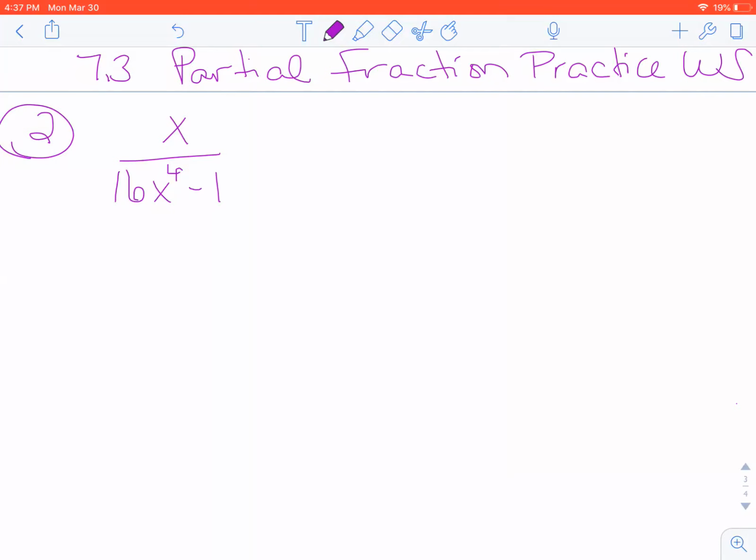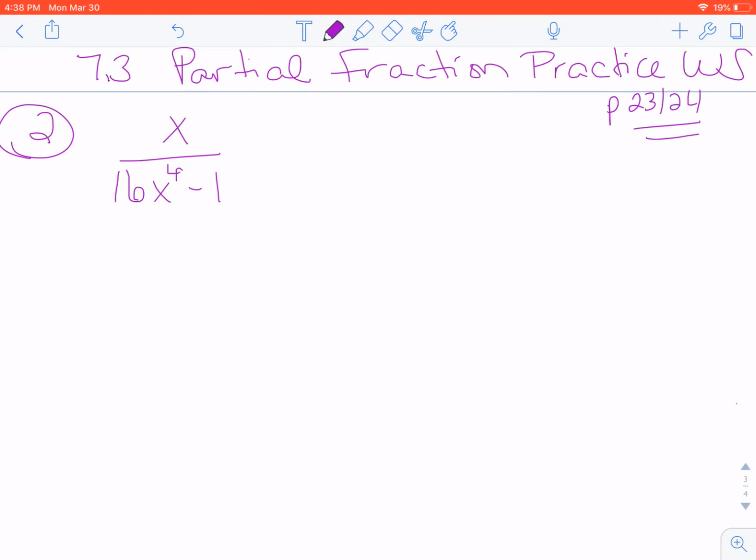So I wanted to start the 7.3 partial fraction practice worksheet with you, which is on pages 23 and 24 in your packet. There are 6 problems on here, and those 6 problems are all different types of partial fractions. Some of them have quadratic factors, some of them have linear factors, some are a combination of the two. There are no improper fractions on this worksheet, so they're all proper fractions. But number 2 is definitely a tricky one.